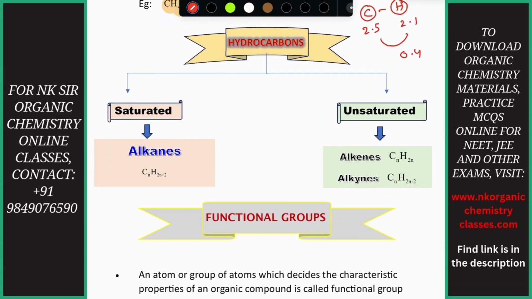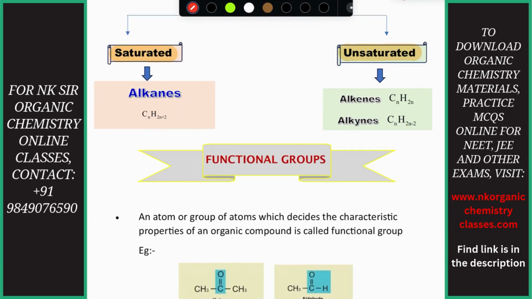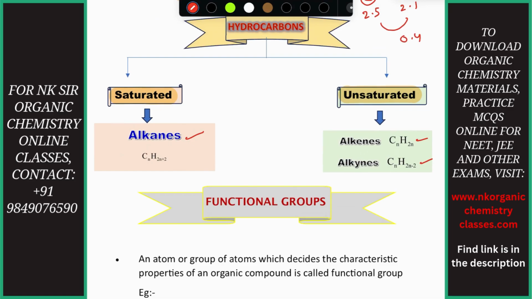Now you see here, hydrocarbons, two types are there. What are the two types? Saturated and unsaturated. Two types of hydrocarbons we will come across in organic chemistry. For saturated, the best example is what? Alkanes, whereas unsaturated are alkenes and alkynes. Now here you may ask me, why are alkanes called saturated and why are alkenes and alkynes called unsaturated?